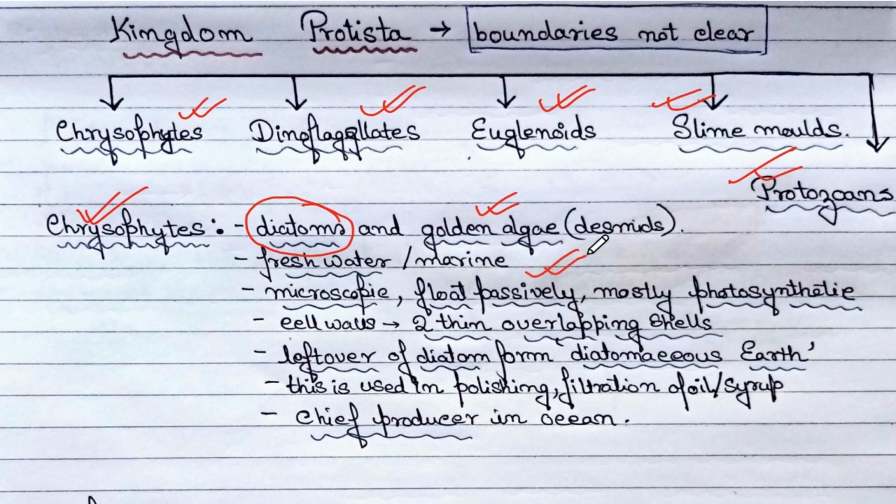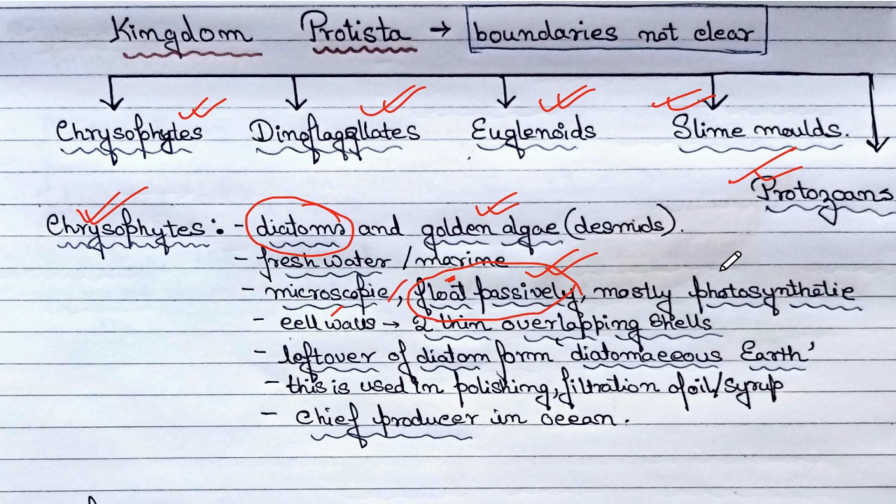They can be freshwater or marine. They are microscopic and float passively. Why this point, float passively, is important is that if a question comes like which are the organisms having flagella, and there will be several options given like euglenoids, slime molds, chrysophytes, you will vaguely remember that chrysophytes float, so it must have flagella. But no, it floats passively. Since it is microscopic, it can float passively with water current, but it does not have flagella.